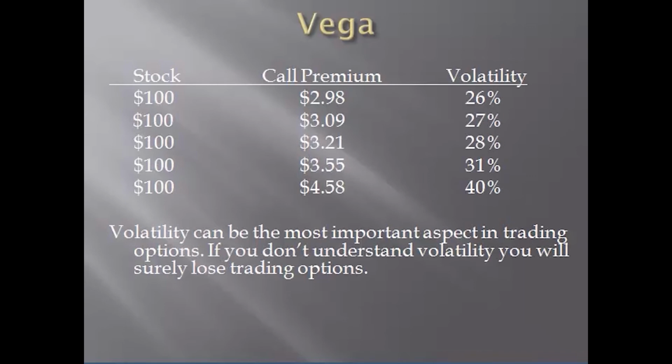So let's take a look at this slide. Now, this is a very important slide. We're looking at 5 different stocks here, all trading at $100. The difference between the options on those stocks is that they all have different volatility. I've got the volatility on the right and the call premiums in the middle there. You should note that a stock with 26% volatility is trading a whole $1.60 cheaper than the stock with a 40% volatility.